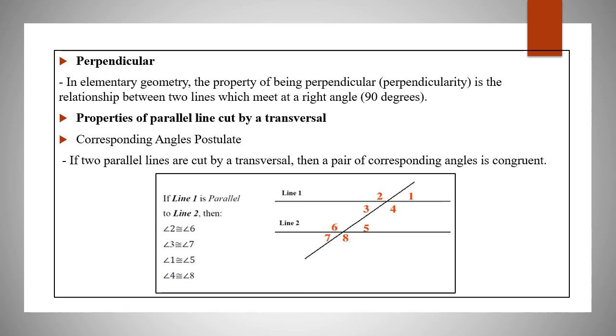Properties of parallel lines cut by a transversal. Corresponding angles postulate. If two parallel lines are cut by a transversal, then a pair of corresponding angles is congruent. For example, if line 1 is parallel to line 2, then angle 2 is congruent to angle 6, and angle 3 is congruent to angle 7, and angle 1 is congruent to angle 5, and angle 4 is congruent to angle 8.